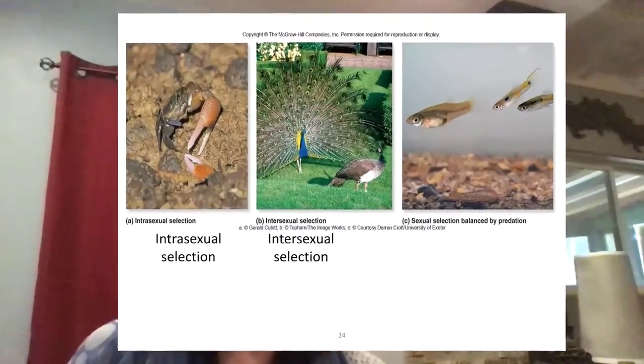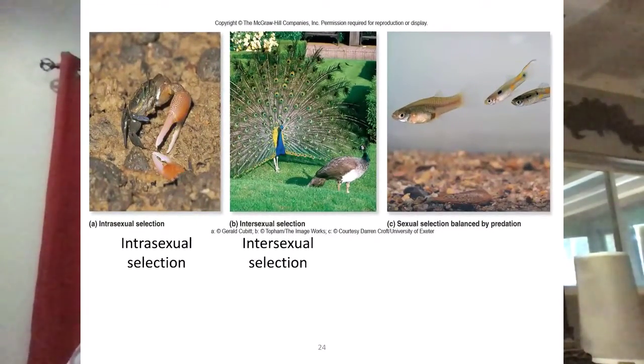So here are some examples. There can actually be different types of sexual selection. The one I was referring to mostly is intersexual selection, the picture in the middle here. And peacocks are a really good example of that. So with intersexual selection, it means there's selection going on between the sexes.